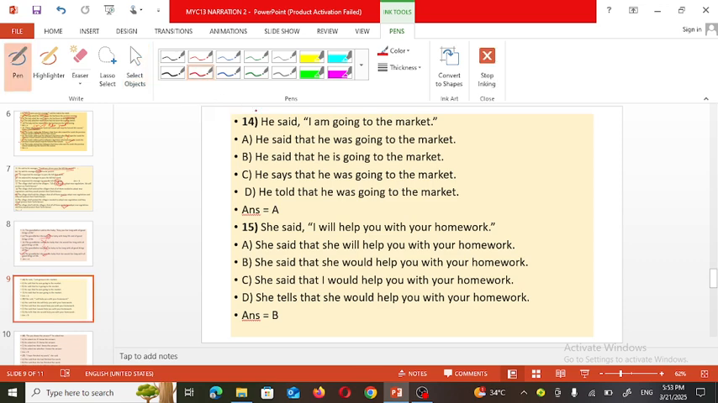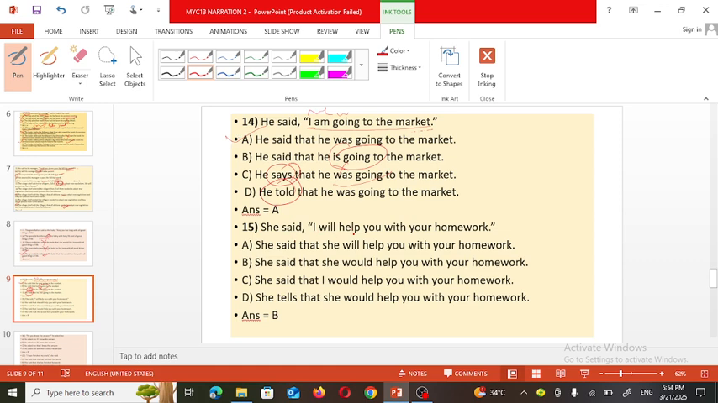"He said, I am going to the market." Simple sentence. He said that he was going to the market. So option A is correct. Why is this one wrong? "He is going" is wrong. "He was going" is correct. But here "says" is written, and he did not tell, he was just saying. So option A is correct.